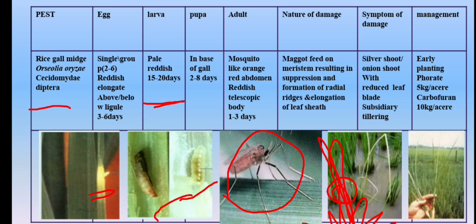So what are the management practices? Early planting of the rice crop generally escapes the damage of the gall midge. And here also, we can put carbofuran 3G granules or 4-8 10G granules according to the dosage. If we are putting 4-8, it is 5 kg per acre, and if we are using carbofuran, the dosage is 10 kg per acre.